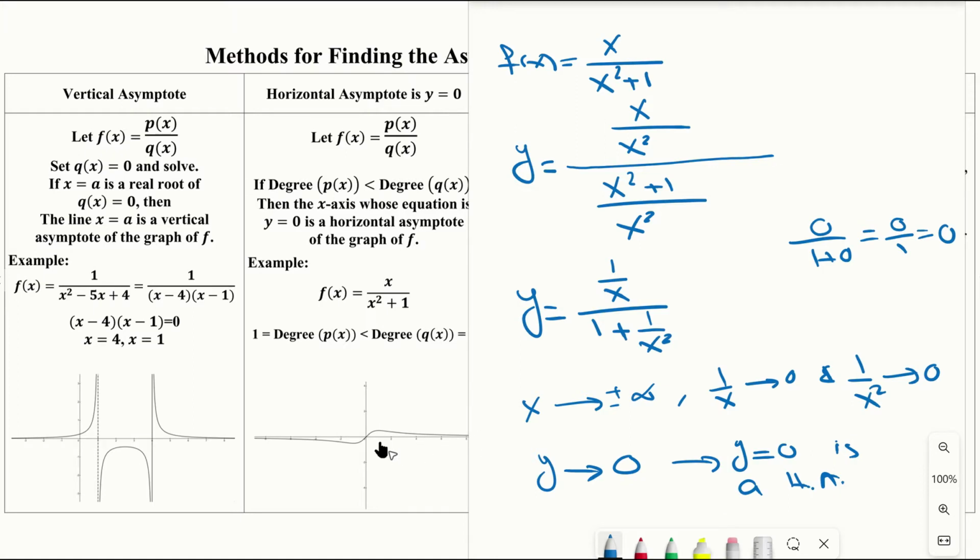All right, take a look at this particular function because it's interesting. As you notice, the denominator, which is x squared plus 1, has no real zeros, because if we set it equal to 0, we get x squared equals negative 1. So x equals plus or minus the square root of negative 1, which is plus or minus i.